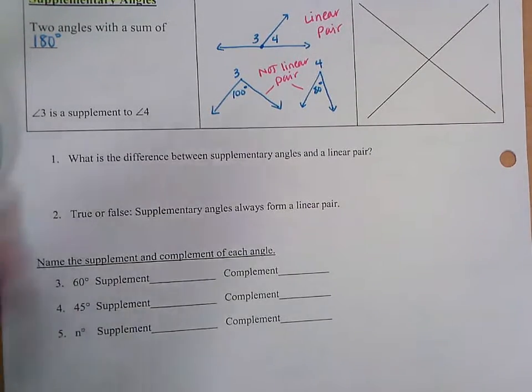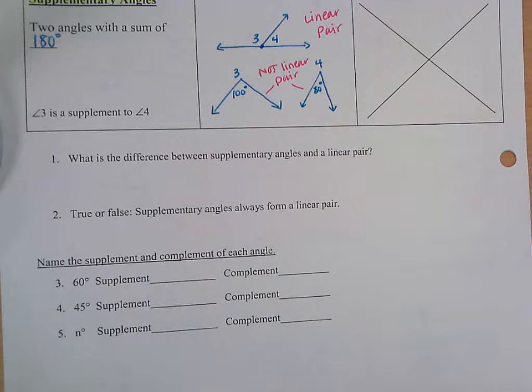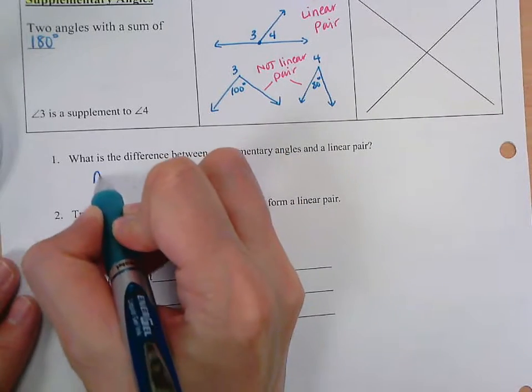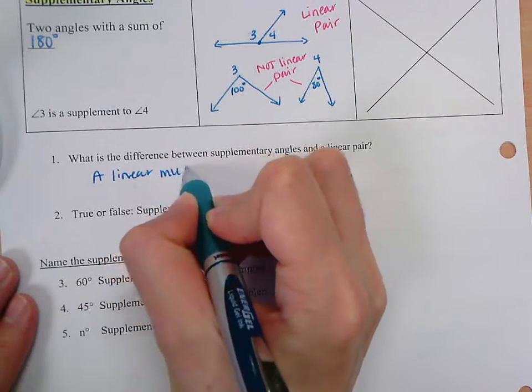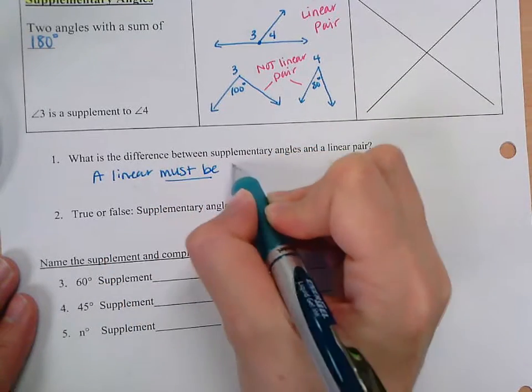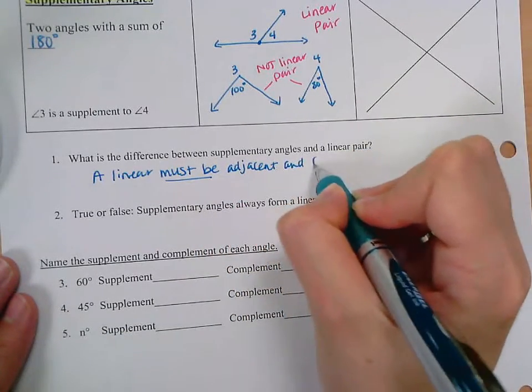Okay, so that's really answering questions 1 and 2, but we'll still write these out. Question 1 says, what's the difference between supplementary angles and a linear pair? So just making sure you're paying attention. Somebody, can you say the difference? What's the difference between supplementary angles and angles that are a linear pair? Angelina? Yes. So a linear pair must be adjacent and form a line.